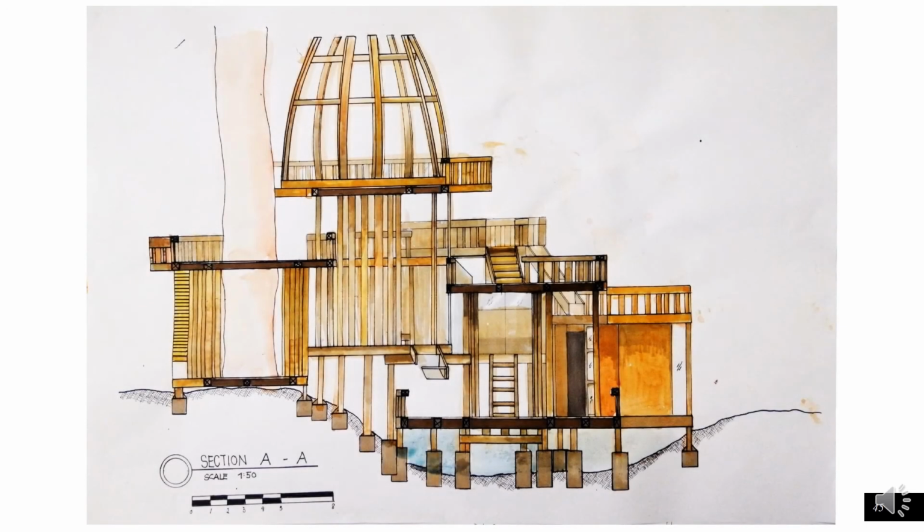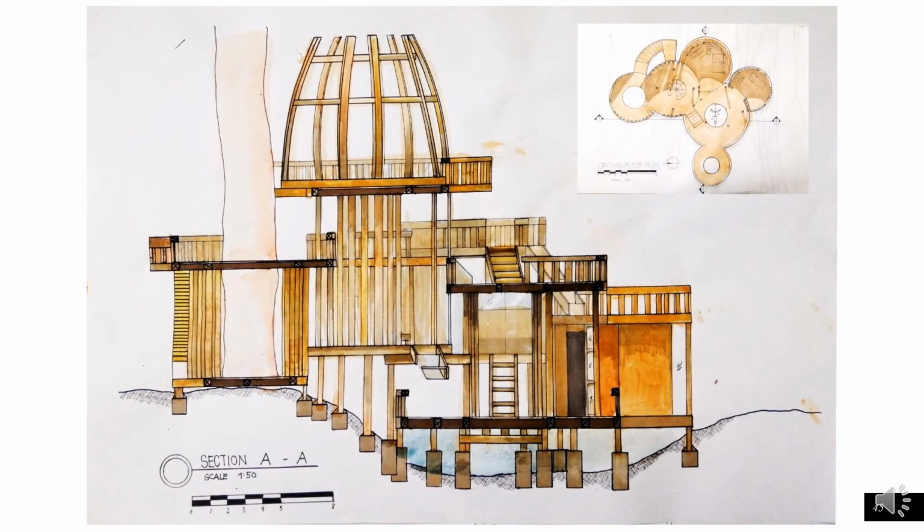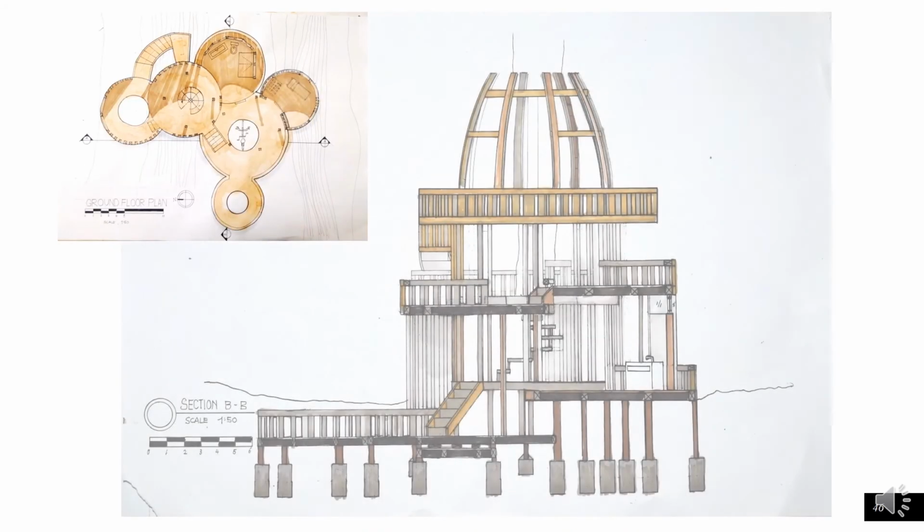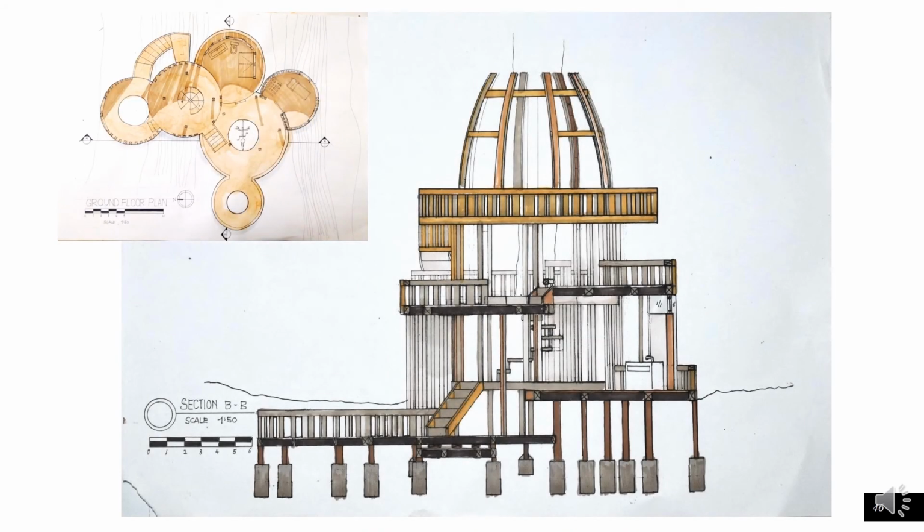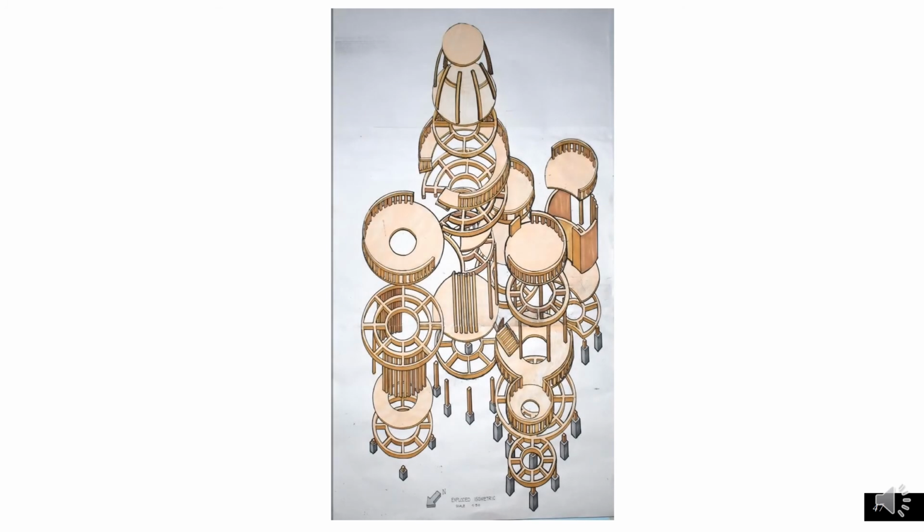And this one is section A to A, and this one is section B to B. And this is my exploded isometric. As you can see, I mostly use timber as my main material. And above the foundation, I use concrete as material, and I also use it as a pile foundation.